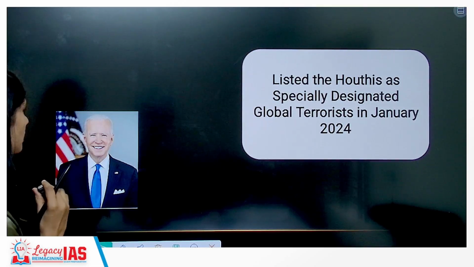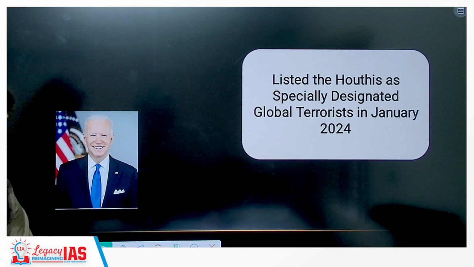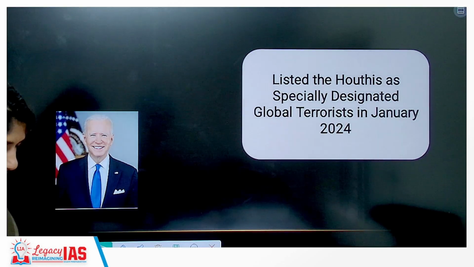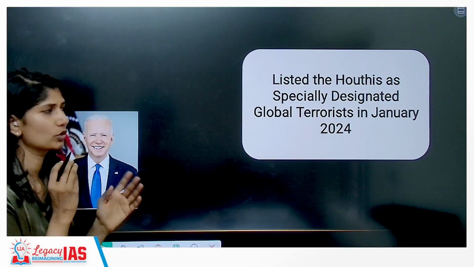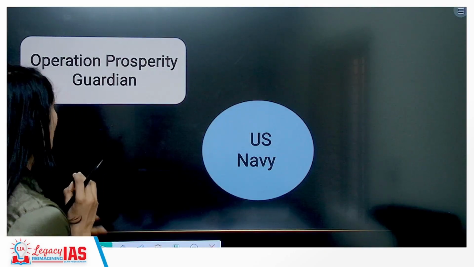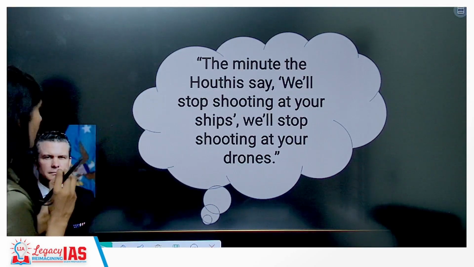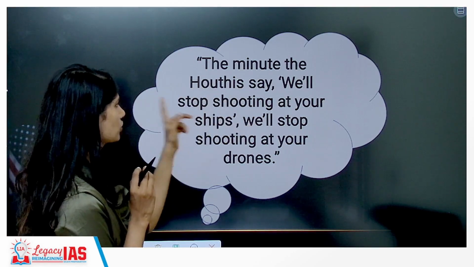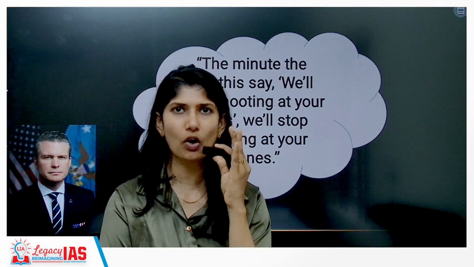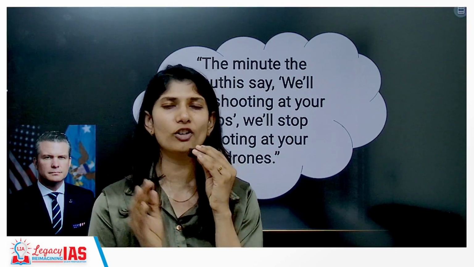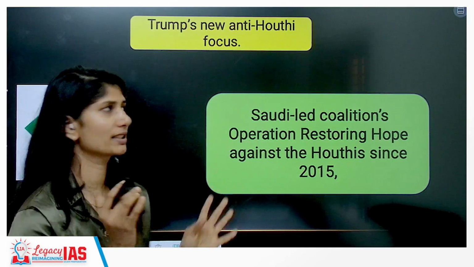What do you mean by that? Look at this. We kept speaking about US President Donald Trump. Former US President Joe Biden also listed the Houthis as Specially Designated Global Terrorists in January 2024. And the US Navy was carrying out Operation Prosperity Guardian against the Houthis. The US Secretary General goes on to say that the minute the Houthis say they will stop shooting at the ships and at the drones, they are not focused on much else with respect to the Houthis. They are just focused on a free trade route, which should not affect global trade or US shipping. This is what they are concerned about. They are not concerned about their other activities. This is the only mandate they are giving.